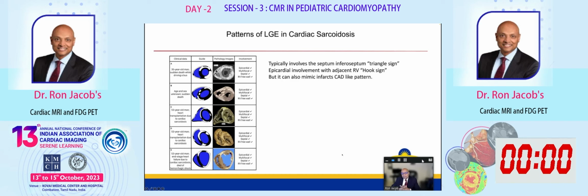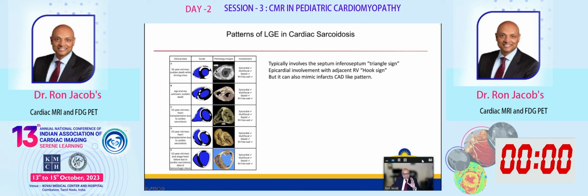So how do we make a diagnosis of sarcoidosis? This is a paper that looked at a meta-analysis of all the different scar patterns and scar types, and there are certain classic descriptions of sarcoid, right? You have this hook sign where you see the RV involvement, adjacent RV involvement encroaching onto the LV. And then you have this sign in the mid inferoseptum or the basal inferoseptum. It looks like a triangle, called the triangle sign. But you can also have sarcoid that looks like coronary artery disease or an infarct, right?